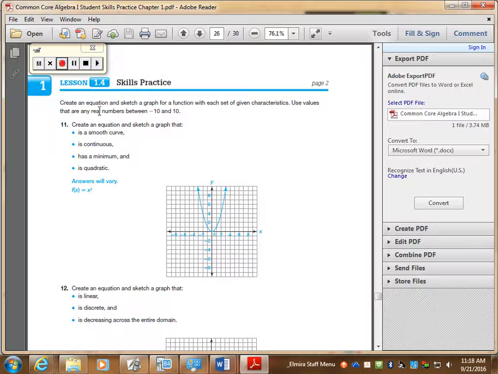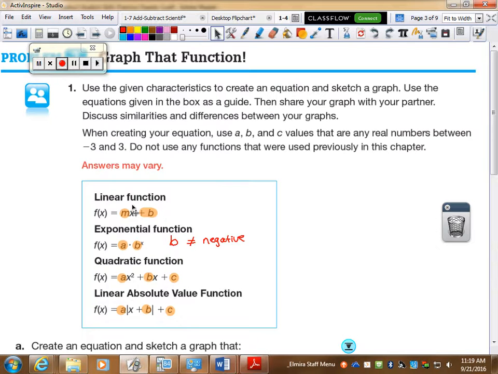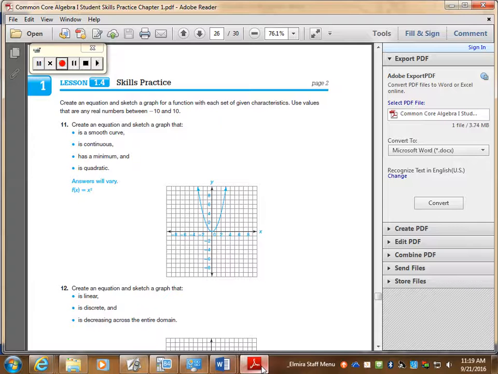The next part says create an equation. Okay? And sketch the graph for the function with each set of given characteristics. Use values that are any real numbers between -10 and 10. So that means your A's, your B's, and your C's in these formulas right here. They're saying you can put numbers from -10 to 10 in there. I'm going to really encourage you to stick to small numbers. Stick to small numbers. I'm also going to say one more time, this chart and some of this extra information that we wrote in is going to be helpful to you. So have that out while you're working on that.